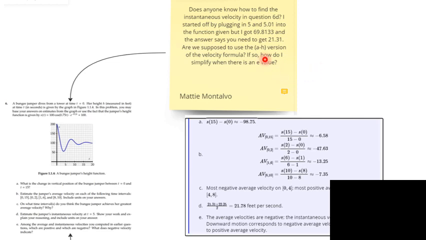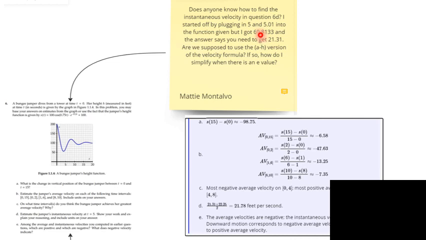So the question you're asking is, why did you get this 69.81 when the textbook says you should be getting a number closer to 21.31? So I think the issue here, and again, full disclosure, I made this exact same mistake, is that the 69.81 is the position, it's the height of the bungee jumper when the time index equals 5. So 5 seconds after the bungee jumper jumps, her height is 69.81 feet.